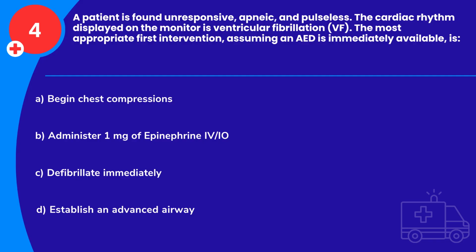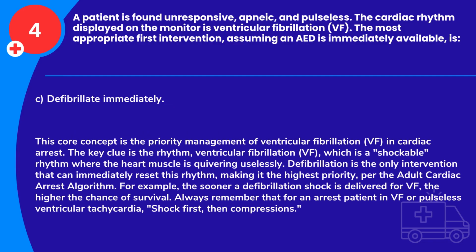Question 4. A patient is found unresponsive, apneic, and pulseless. The cardiac rhythm displayed on the monitor is ventricular fibrillation, VF. The most appropriate first intervention, assuming an AED is immediately available, is A. begin chest compressions. B. Administer 1 milligram of epinephrine IV/IO. C. Defibrillate immediately. D. Establish an advanced airway. Answer: C. Defibrillate immediately.